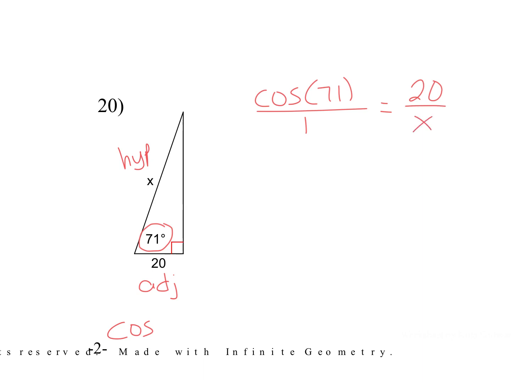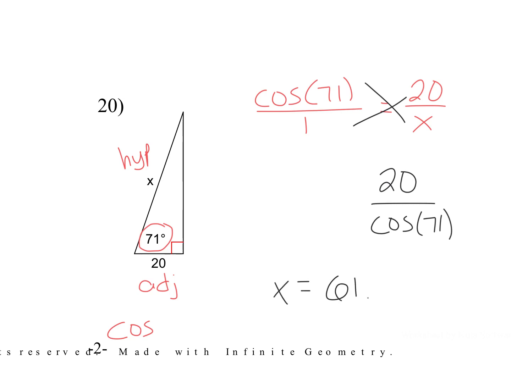What is going to happen when you cross multiply? You're going to end up dividing. So you're going to take 20 divided by cosine of 71, and you should get x equals 61.4. Okay? Good.